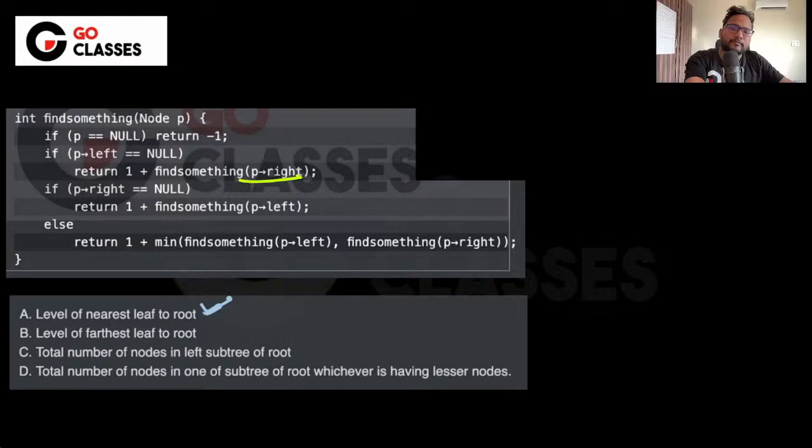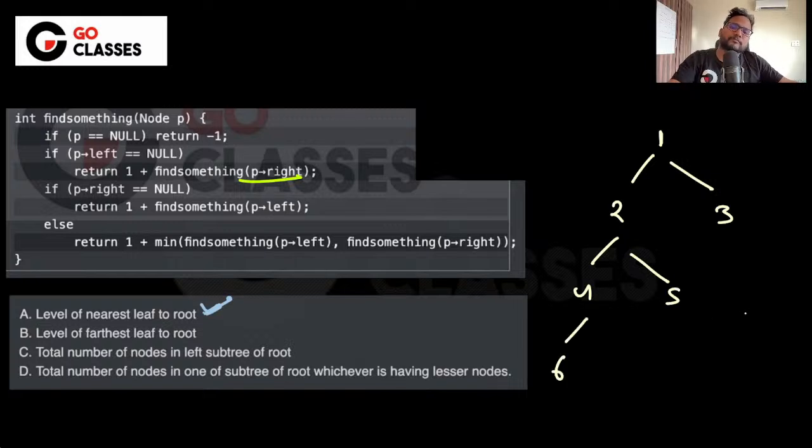Okay, so let's just have this tree again. This is 1, this is 2, this is 3, this is 4, this is 5, this is 6. Now let's just try to execute this. You go here, and then you will be trying to execute.